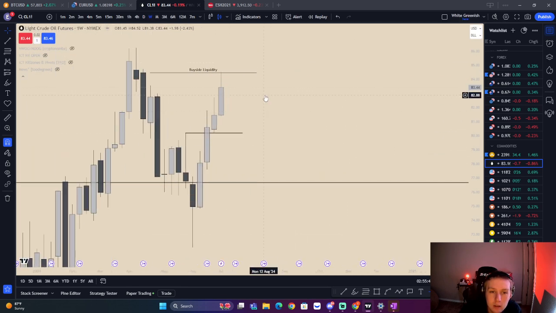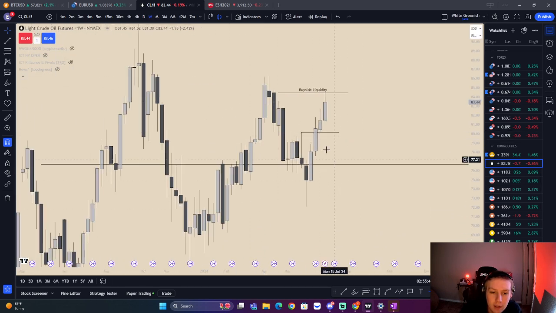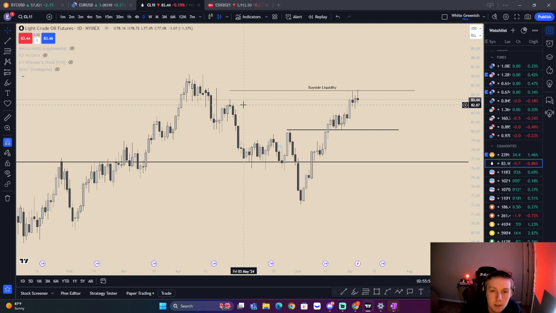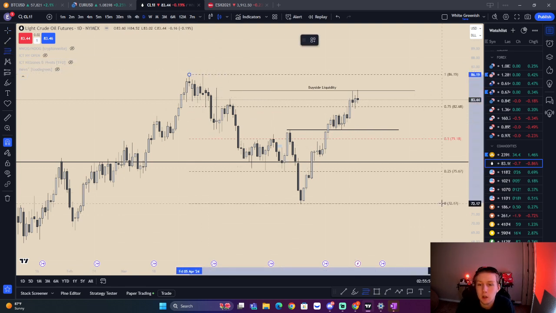I still am definitely bullish on oil. Underlying order flow is bullish, so I would assume that until we come up to this high. We also have this area of previous mitigation that we have tapped into. Let's also look at this dealing range high and this dealing range low.